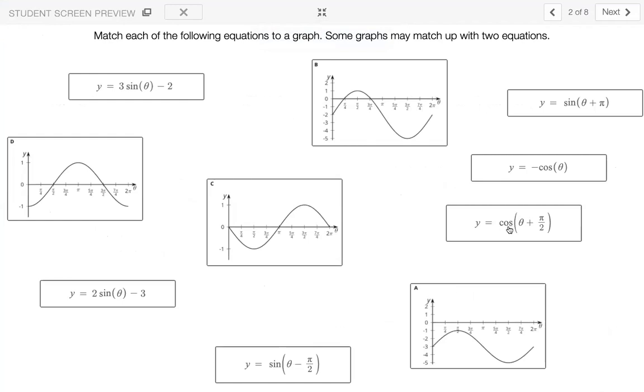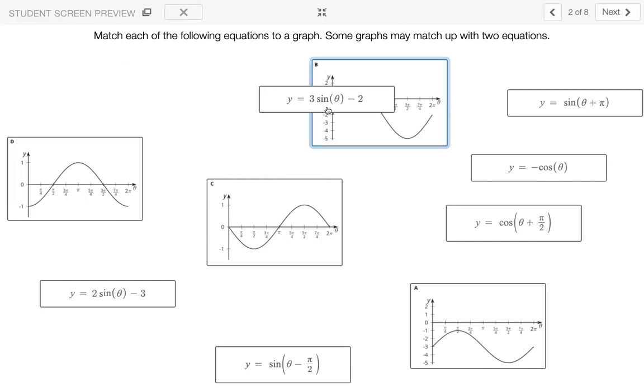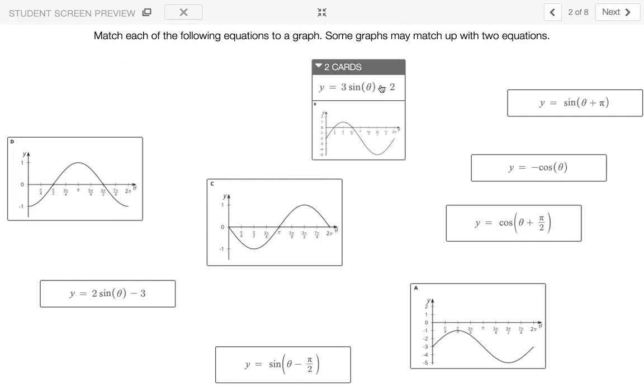Once they figure out which graphs match which equations, to actually sort them together, they take the equation. I'm going to use this equation right here, 3 sine theta minus 2. I notice that this equation is going to match graph B. So I'm going to drag it over to card B until I get that blue border, which means it's highlighted. Once I let go of my equation, the 2 cards have been sorted. That's how students should be sorting these cards.